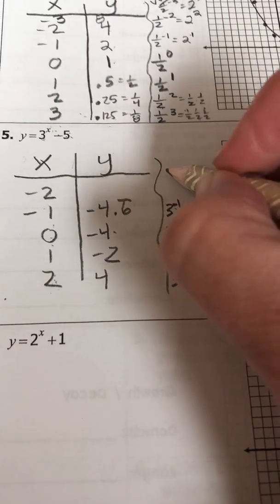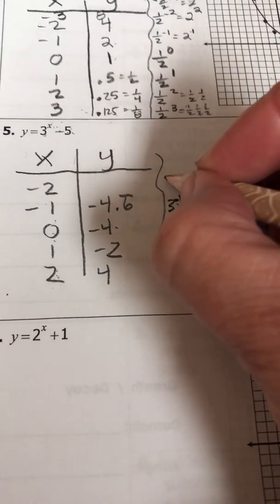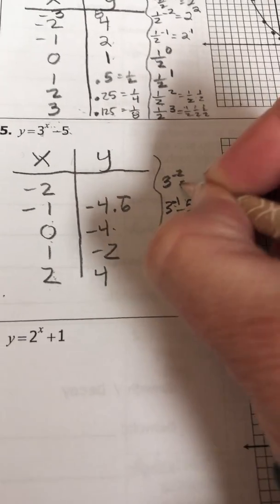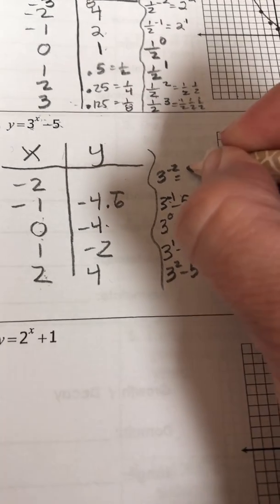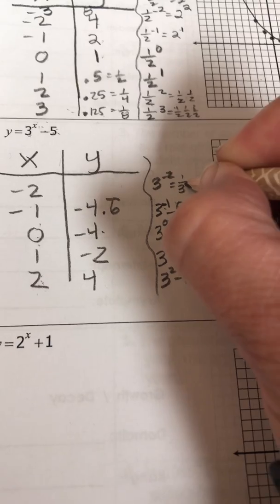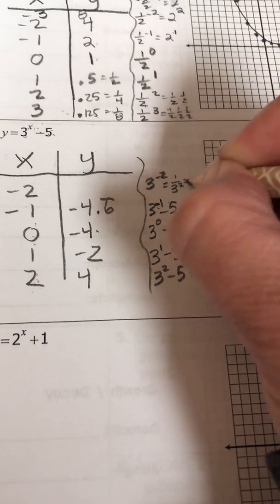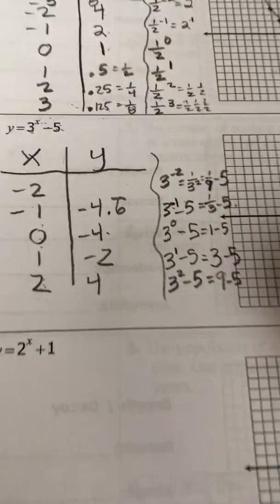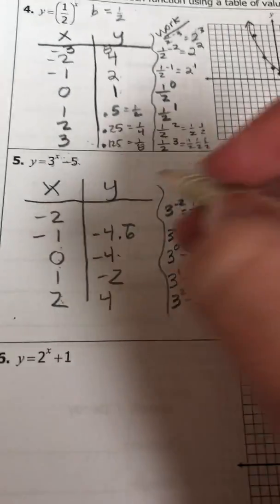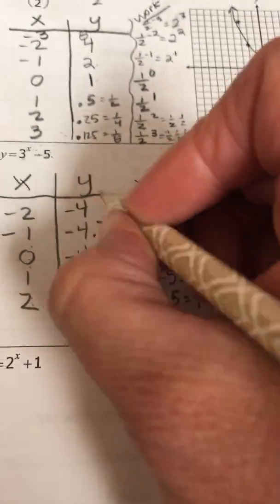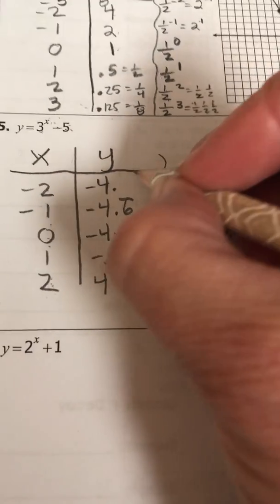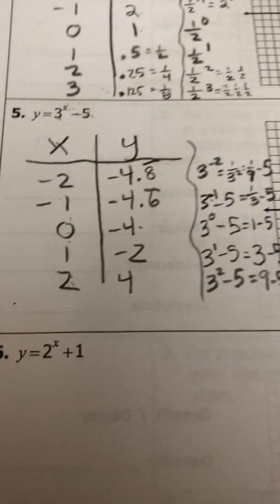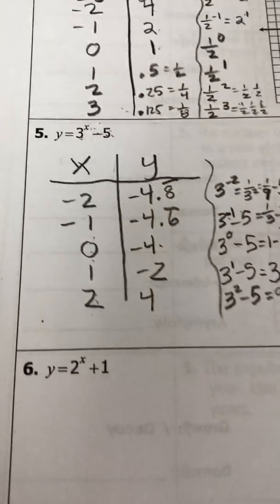And then I'm going to do one more here. I'm going to do 3 to the negative 2nd power, which again means 1 over 3 squared, which means 1/9 minus 5. Well, 1/9 minus 5 is going to be close to negative 5, but not quite. It's actually going to be that.